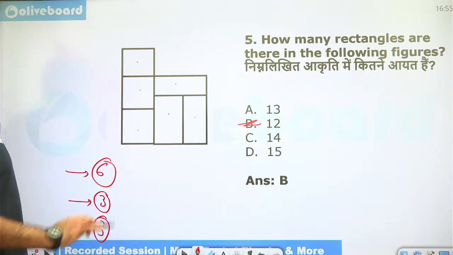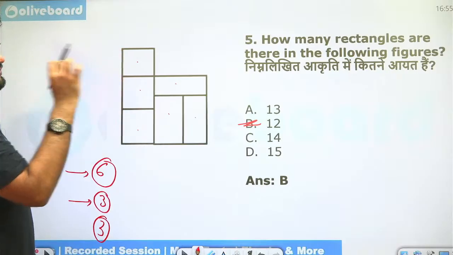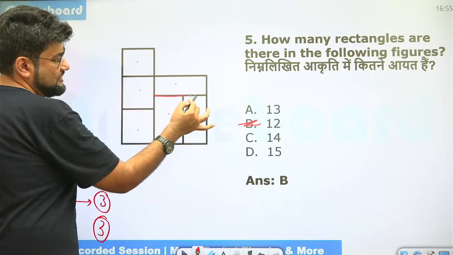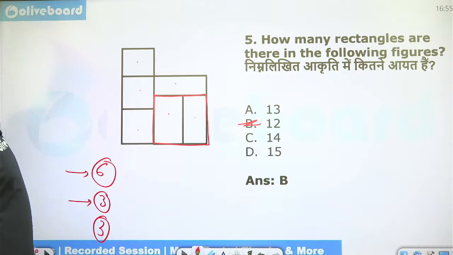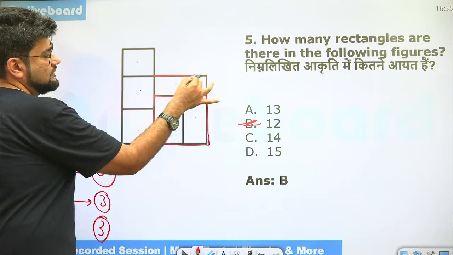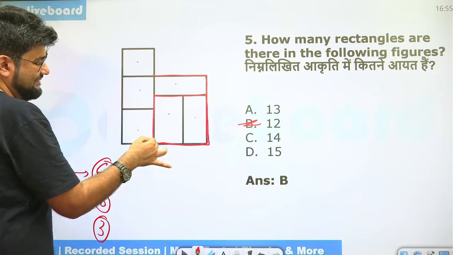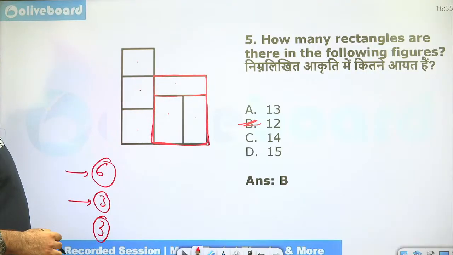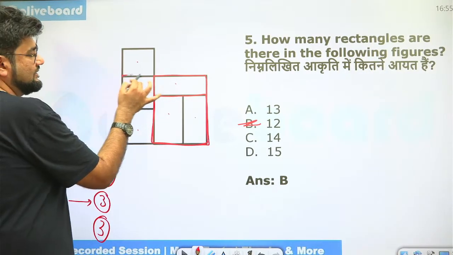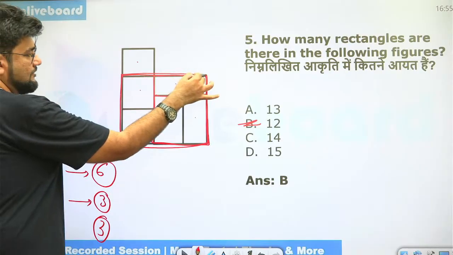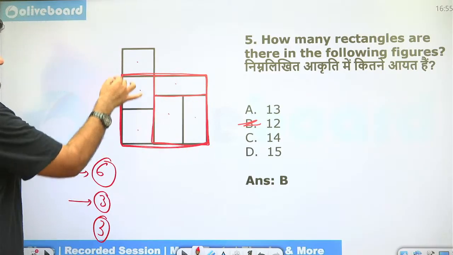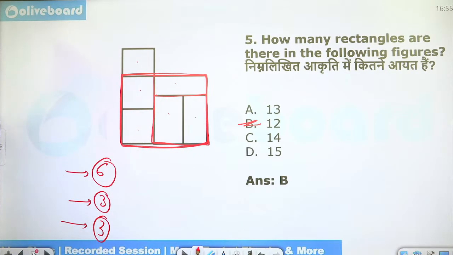Now every smaller part is accounted for. Now the large part. So this one part, these two rectangles will form one single rectangle. Then starting from here, this whole thing will also be a rectangle. 2. And then starting from here, this whole thing will also be a rectangle, no? Won't it be? So 3 more. 12.